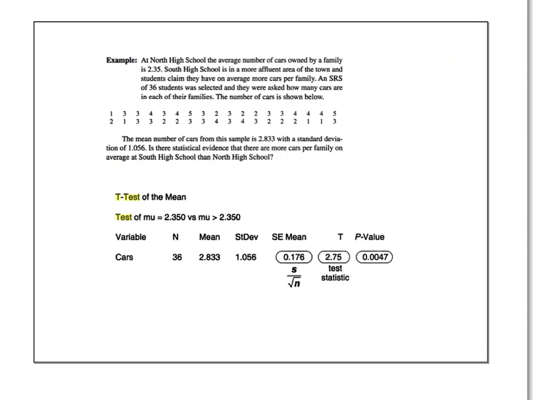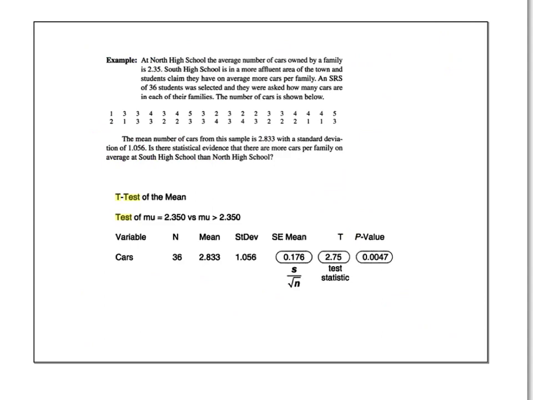Next, we're going to look at computer printout. At North High School, the average number of cars owned by a family is 2.35. South High School is in a more affluent area of the town, and students claim they have on average more cars per family. An SRS of 36 students was selected, and they were asked how many cars are in each of their families. The number of cars is shown below.